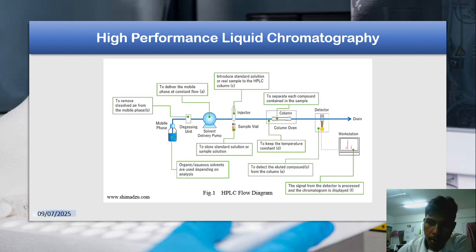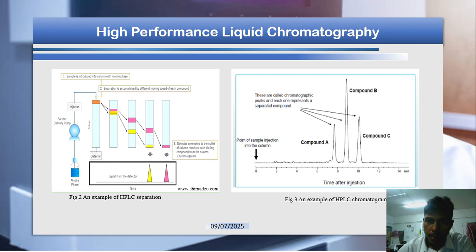Retention time tells about the components, and peak area or height, like this. These are the peak area and height. It tells how much amount of substance is present in the mixture. This is a typical chromatogram of various components, and the separation process is depicted here. Separation is accomplished by different moving speed of each component.